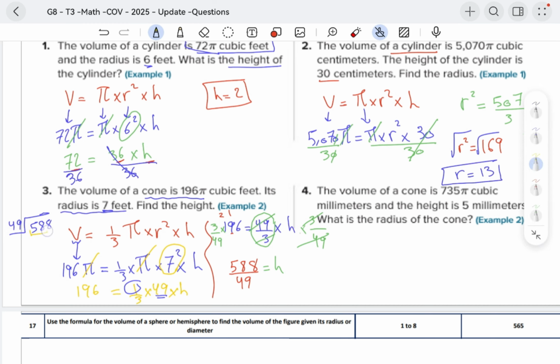Okay, we're going to take the 58 and divide it by 49. It's 1. 1 times 49 is 49. The difference is 9. Now we have 98. 98 divided by 49 is 2. 2 times 9 is 18. 2 times 4 is 8, plus 1 is 9. And the remainder is 0. So the value for h is 12.